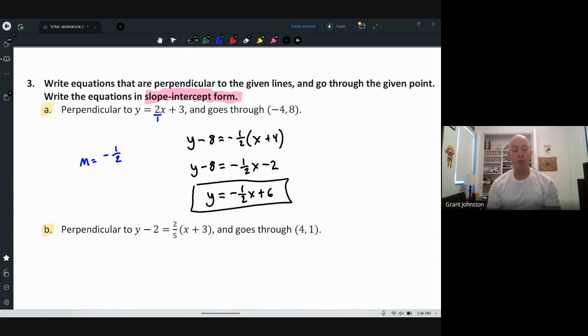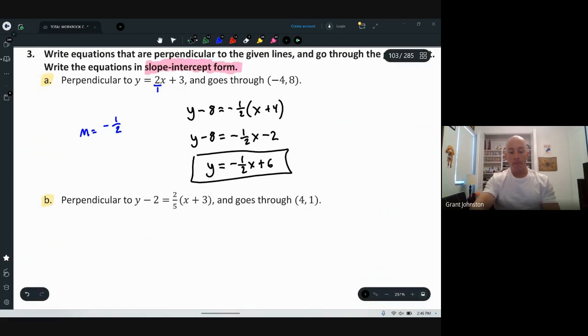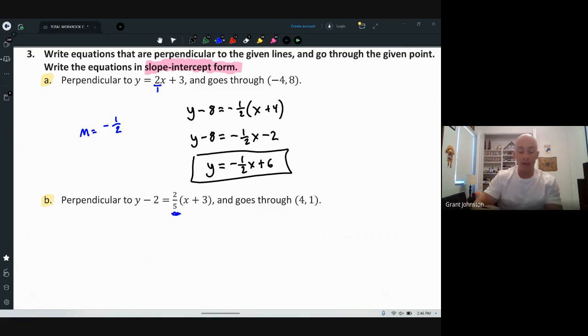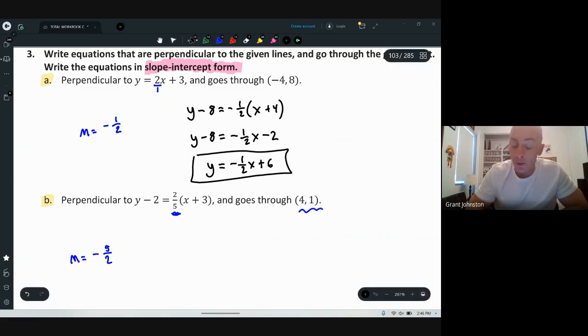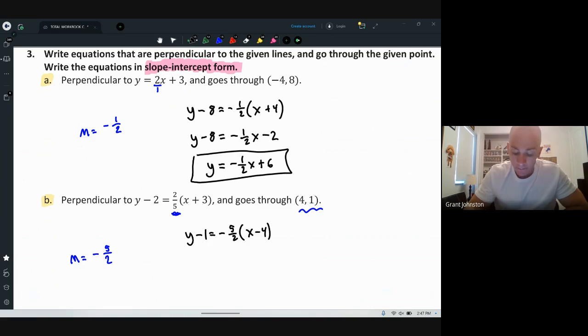Let me show you letter B. Same thing. So we have our slope here, 2/5. So the negative reciprocal would be negative 5 over 2. Flipped, made a negative. It's got to go through 4, 1. So I'm going to write it in point slope form first. So I'm going to have y minus 1 equals negative 5/2 parentheses x minus 4.